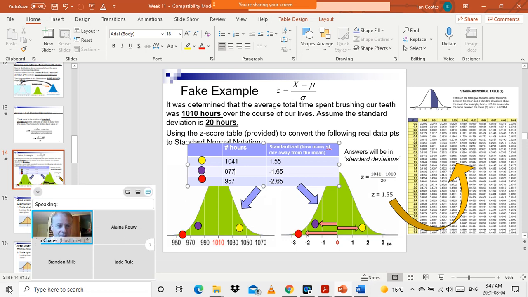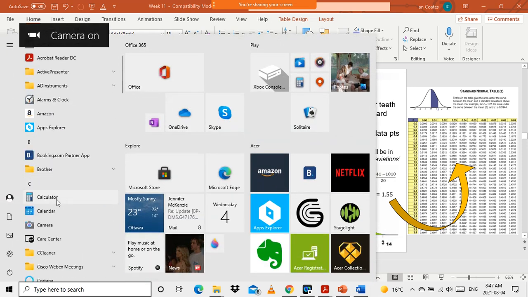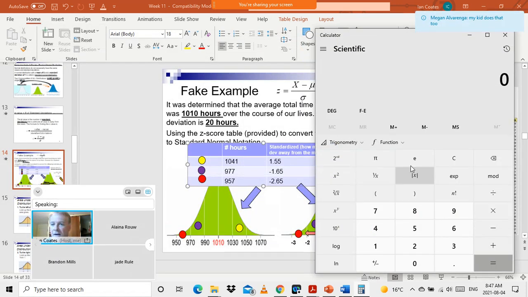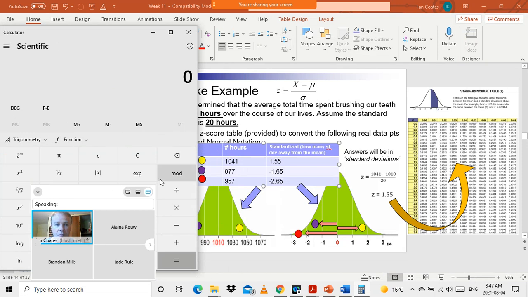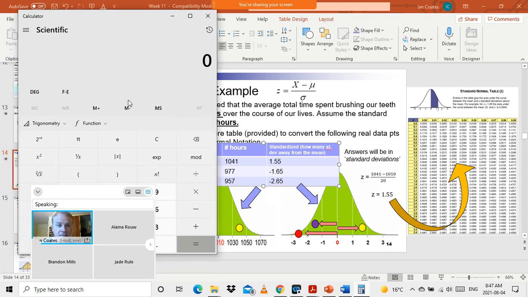Here, let me calculate this out here. Calculator. We're still doing the purple one here. I go 977 minus 1,010, equals, and then divided by the standard deviation, divided by 20.